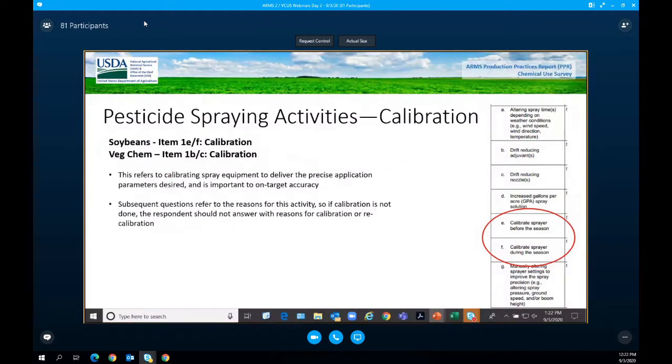1E and 1F are questions about calibration. And calibration is a really important practice. It's key to ensuring that growers actually apply the rates that they think they're applying. We're gathering information on calibration for some obvious reasons. The grower could be making every effort to follow a label, but still get some type of off-target movement of an application if her or his sprayer isn't working properly and it hasn't been calibrated.